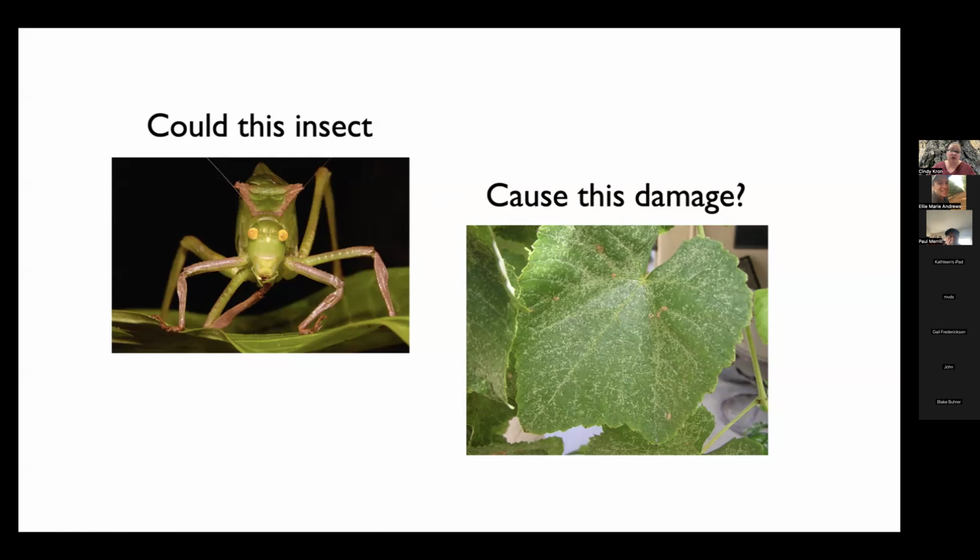A katydid has chewing mouth parts. If it had caused damage to a leaf, there'd be portions of the leaf missing. But there are no portions of this leaf missing. It has stippling, which tells me that what caused this problem was an insect with piercing, sucking mouth parts. So that's good.